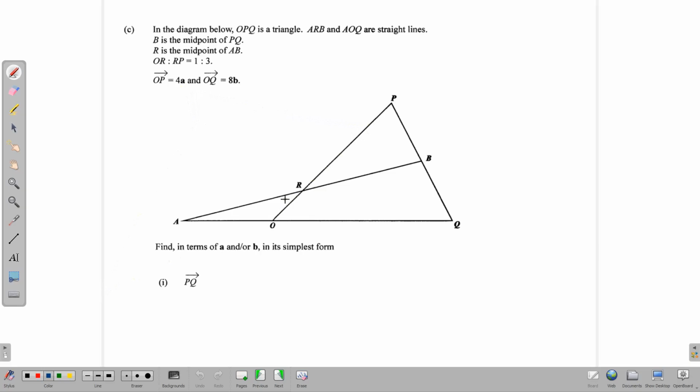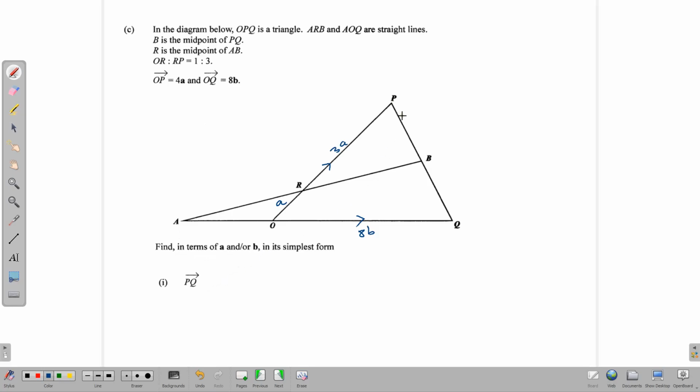So that tells us clearly that this section, O to R, is A, and R to P is 3A. And notice it said the vector OP, which means that we're going in this direction. And that is important to remember. And OQ, from O to Q here, is given in that direction, A to B. Direction is very, very important to vectors. So first we want to write PQ in terms of A and B in its simplest form.